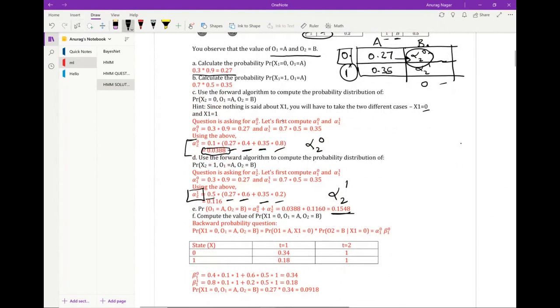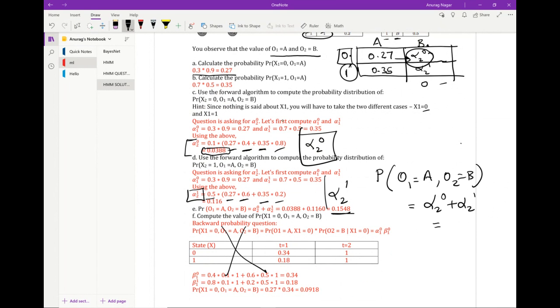Okay, don't worry about the backward probability. We'll just talk about the forward probability. So the probability of observable 1 as A, observable 2 as B is alpha 2 0 plus alpha 2 1. And that will give you this term plus this term, and that will be the probability of this.